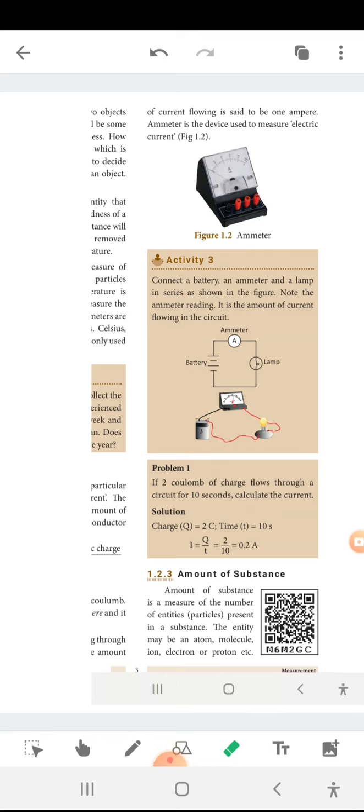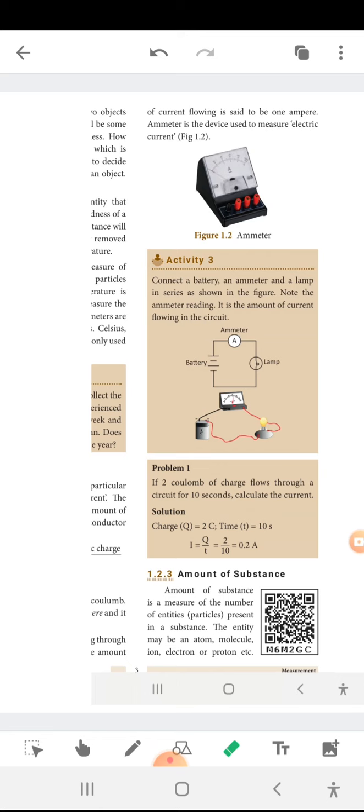In the last video we had seen up to electric current. In this video, what we are going to see is a device called an ammeter. The device is an ammeter, which is used to measure the electric current in amperes. The unit of measuring current is ampere. The instrument used to measure the electric current is the ammeter.